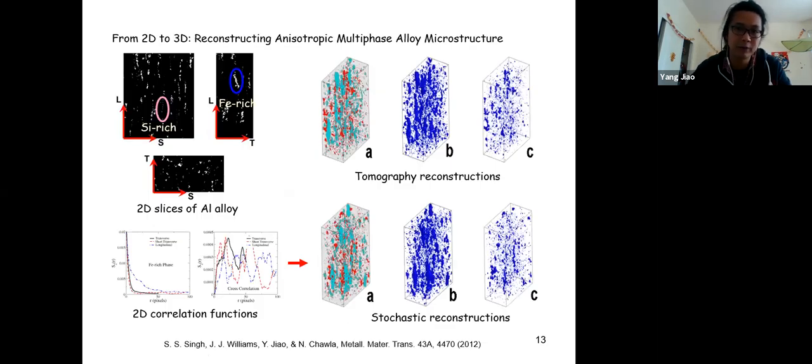And we apply this method again. We didn't prove anything, but we apply this method to many different heterogeneous systems. Like this is an aluminum, iron, and silicon alloy. It contains these clusters, or we sometimes call them precipitates, of different phases. We compute the correlation function from probably a handful of two-dimensional slices, and use this statistics to reconstruct a three-dimensional microstructure, and we can generate a bunch of those to get an ensemble average. And just to show one of them here, this is from the stochastic reconstruction.